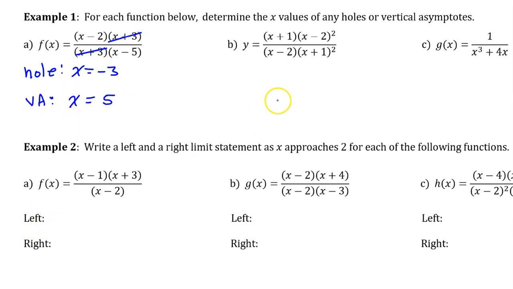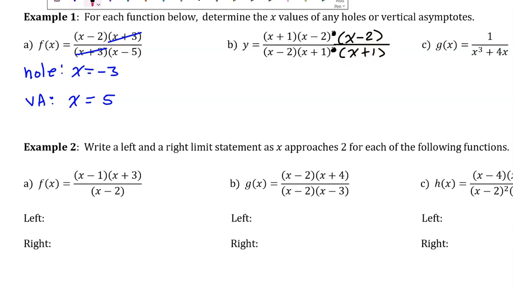Part B. To be clear, (x minus 2) squared means x minus 2 times x minus 2. So I think I'm going to write it out so you can see more clearly what's happening. Similarly, (x plus 1) squared means x plus 1 times x plus 1.